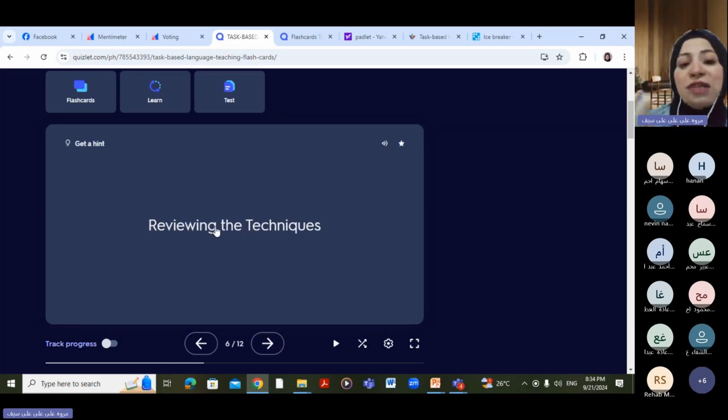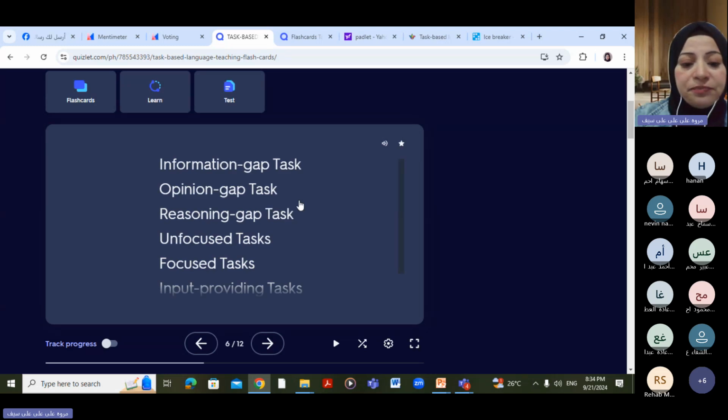What are the activities or the techniques? When I say the word technique, it means the activity, okay? Because it's different from the strategy. The technique is the activity. What are the activities or the types of tasks that I can do with my students if I am to apply the task-based learning approach? Let me show you a lot of types here, and there are others, by the way, other than this, but these are the most famous ones.